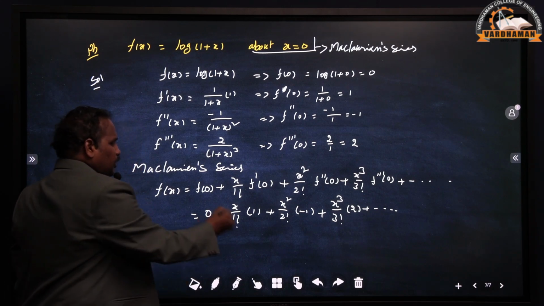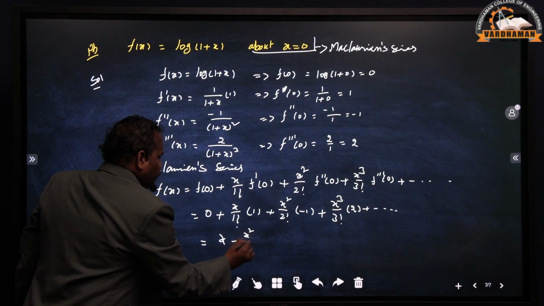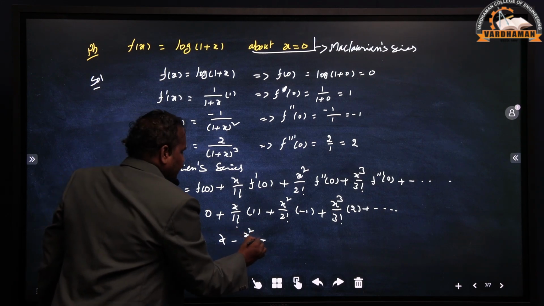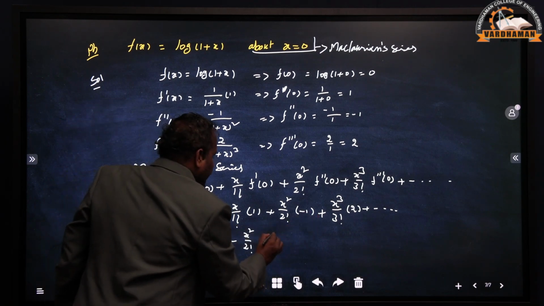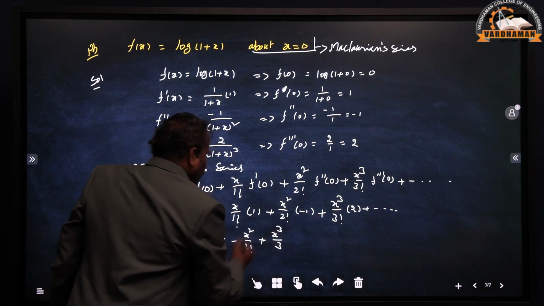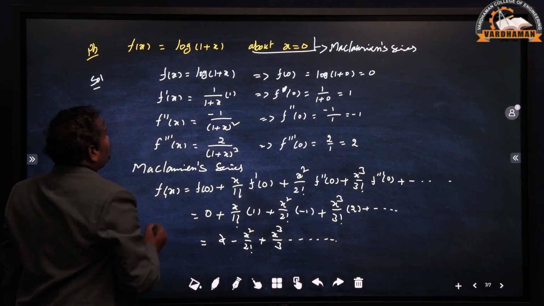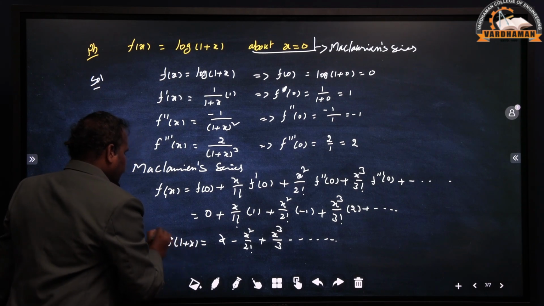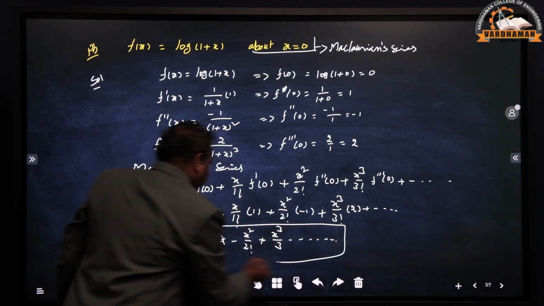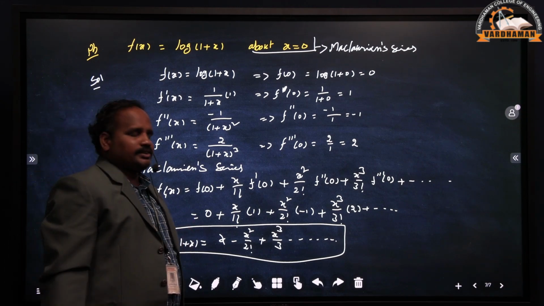This one is equal to x minus x square by 2 factorial plus x cube by 3 factorial times 2, which can be written as 3 2s are 6, the 2s get cancelled, x cube by 3 and so on. This is f of x. What is f of x? Log of 1 plus x. So this is the formula for the logarithm of 1 plus x.